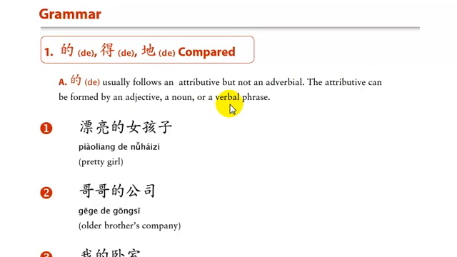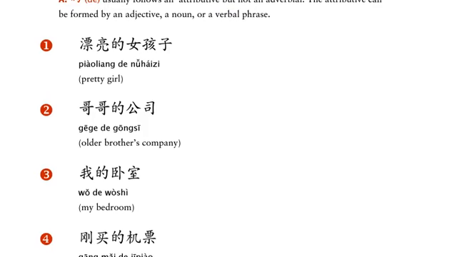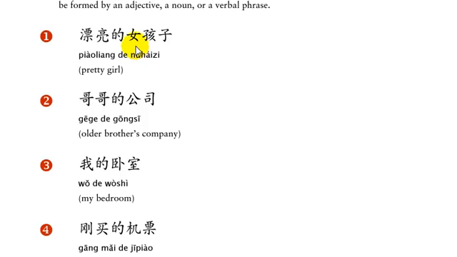So an attributive is basically a modifier. So, for example, you have a girl, 女孩子, okay? But let's modify it. She's not just a girl, she's a pretty girl. So she's a 漂亮的女孩子. Okay, so when you want to take 漂亮 to modify 女孩子, you have to put the de there. The de comes after the adjective and before the noun that's being modified. Okay, so the ones that follow are pretty much the same.